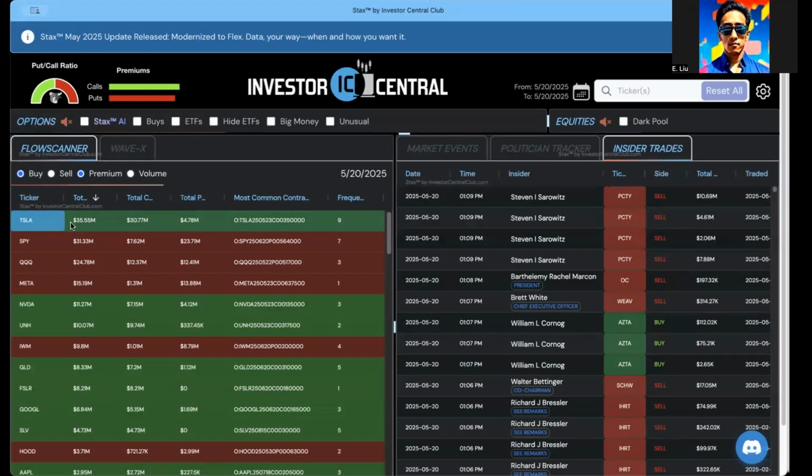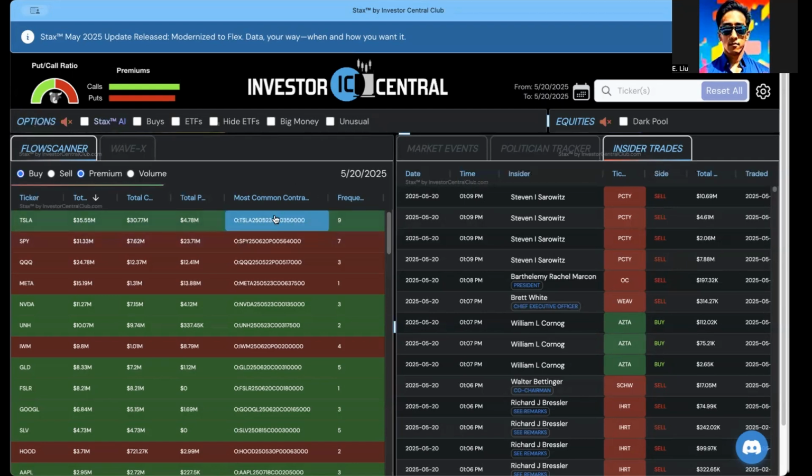For example, here you can see I filtered for today, 5/20/2025. And we can see Tesla, which had a little bit of a jump today. For example, Elon had reiterated that he's committed as the CEO of Tesla. So we saw a big jump up in Tesla, and we see this total call premium of 30.77 million dollars to the total puts of 4.78 million.